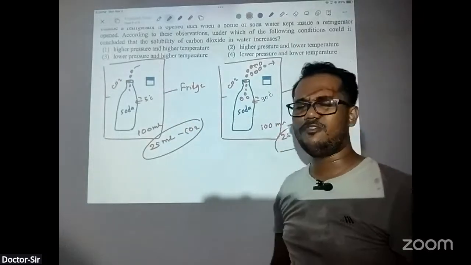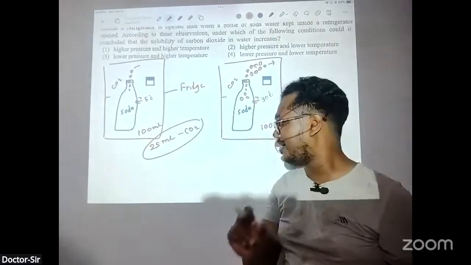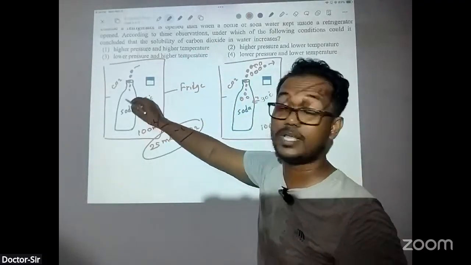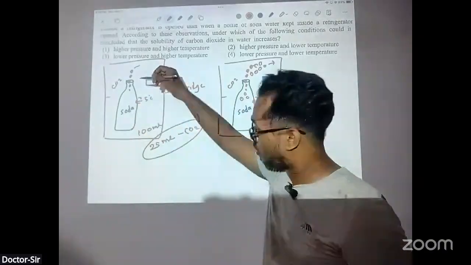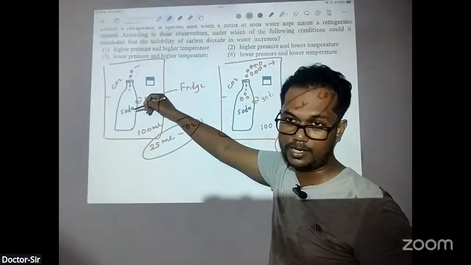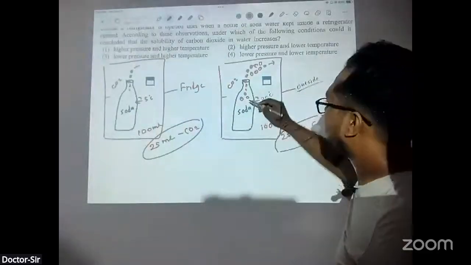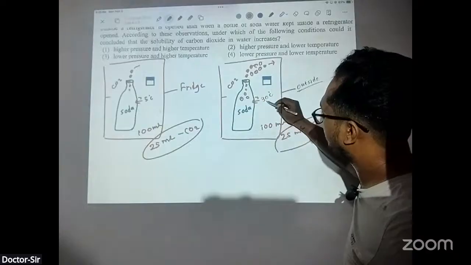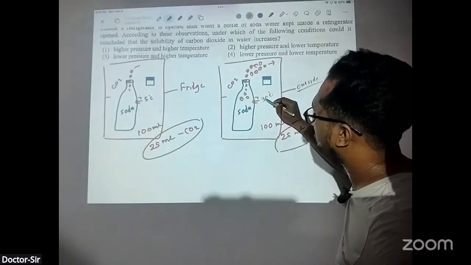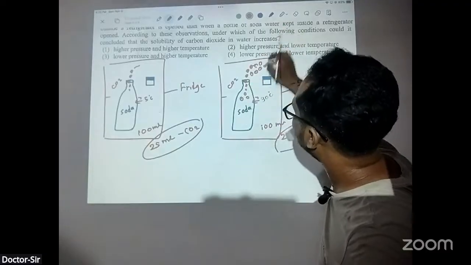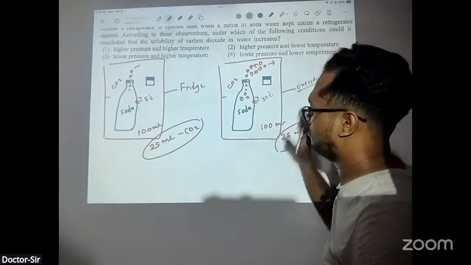Why does this happen? You should understand this carbon dioxide is very, very soluble in this soda. It is dissolved in the soda, so it goes out less. Okay? Here, when the temperature is around 30 Celsius, the solubility decreases and so much gas is released from this water bottle or soda bottle.